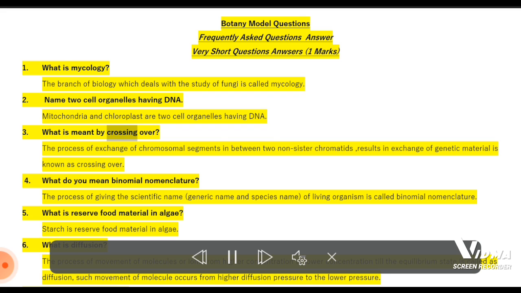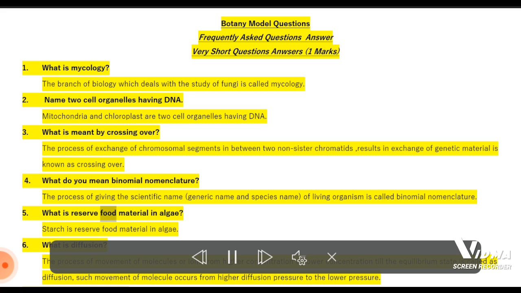3. What is meant by crossing over? The process of exchange of chromosomal segments between 2 non-sister chromatids, which results in exchange of genetic material, is known as crossing over. 4. What do you mean by binomial nomenclature? The process of giving the scientific name, generic name and species name of a living organism is called binomial nomenclature.